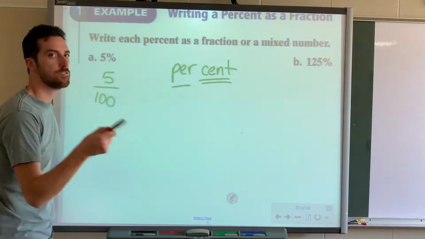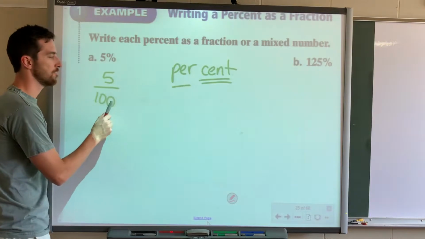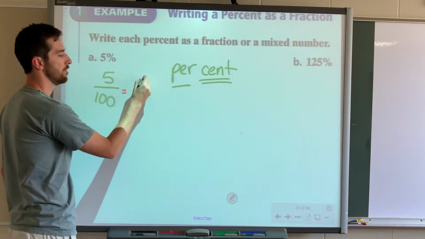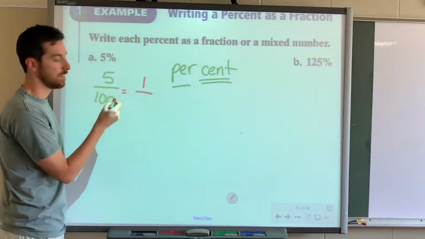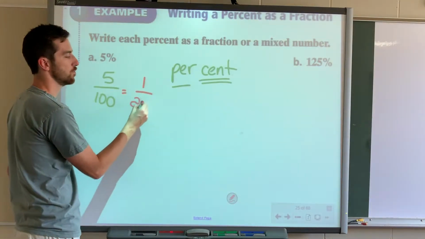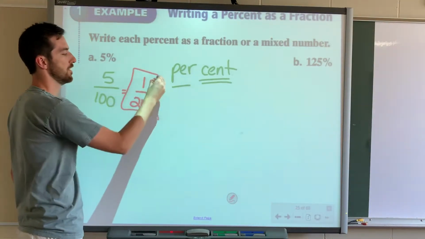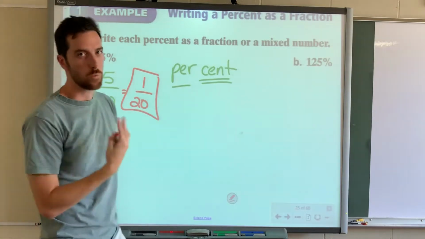I know that 5 goes into 100 because it ends in a 0. So we could divide them both by 5. 5 goes into 5 one time. 5 goes into 100 20 times. You would say 5% is 1 out of 20, or 1 20th.